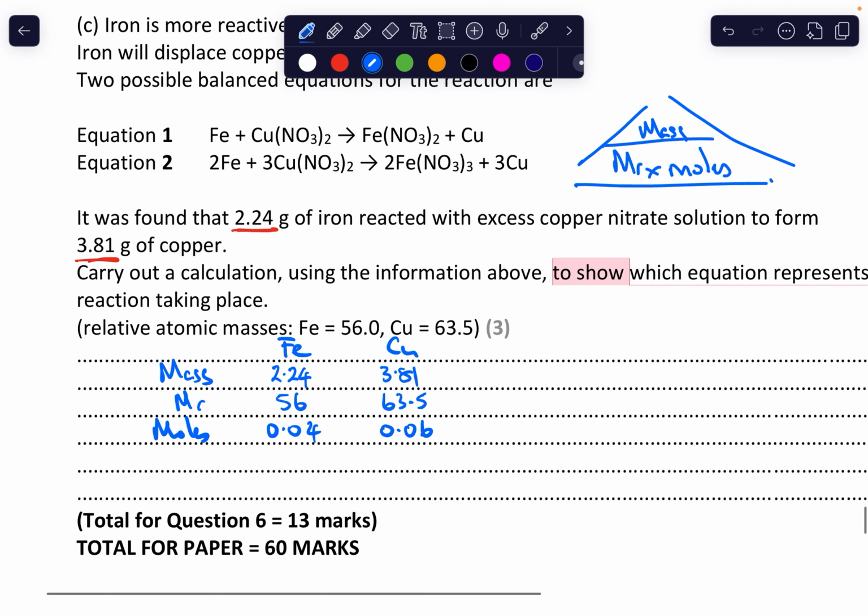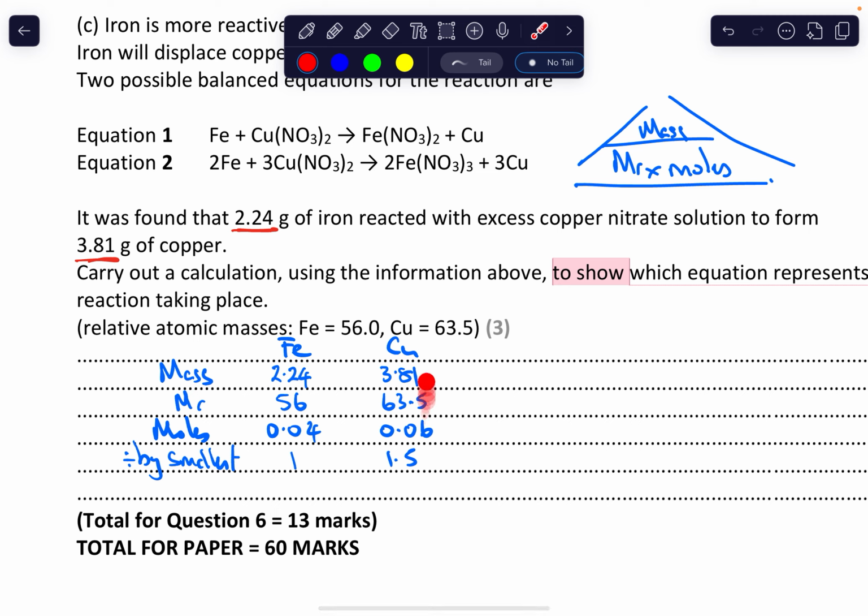Divide by the smallest number. So smallest number is 0.04. So that's going to be 1. 0.06 divided by 0.04 is going to be 1.5. We can't have 1.5 of an atom, so we've got to make this a whole number. Remember, don't round up, we multiply. So if I times it by 2, that's then going to give me 2 lots of iron and 3 lots of copper. So those two numbers are important because that's my ratio.